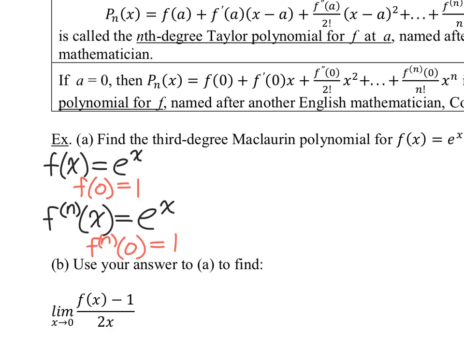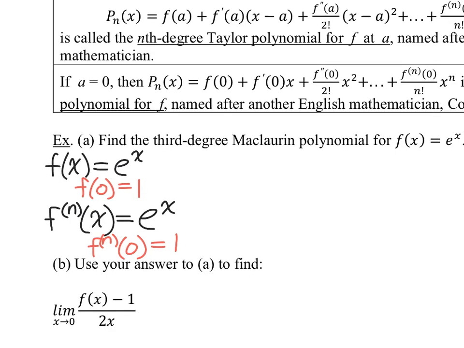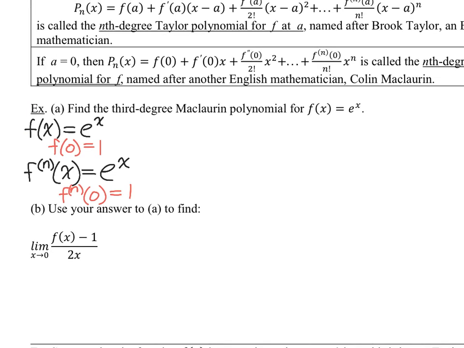This is where we start getting into the benefits of using Maclaurin and Taylor polynomials. You can see in part B that it's asking us to find a limit. You could also be asked to find derivatives and antiderivatives, things like that, but more on that in a sec. So the third degree polynomial p sub 3 of x is 1 plus 1 over 1 factorial x, so just 1 plus x, plus 1 over 2 factorial x squared, plus 1 over 3 factorial x cubed.